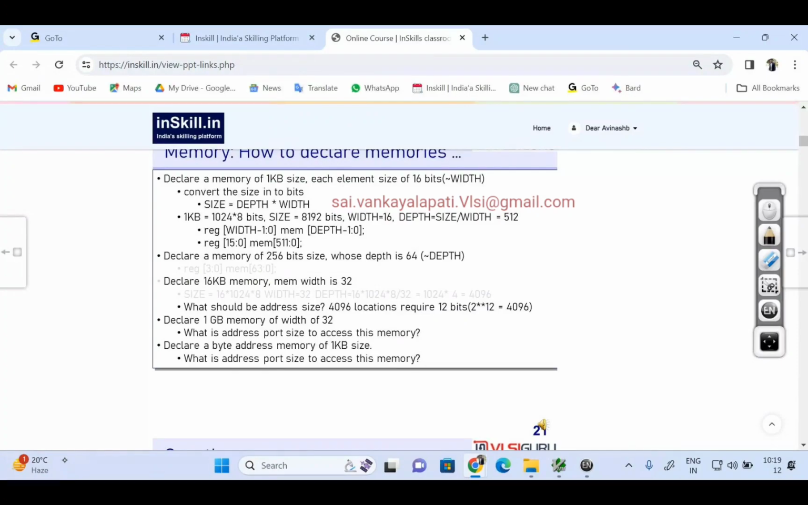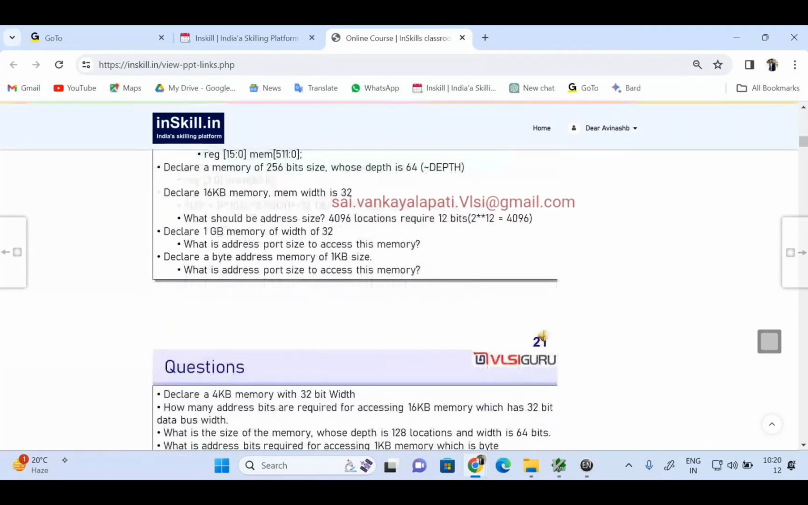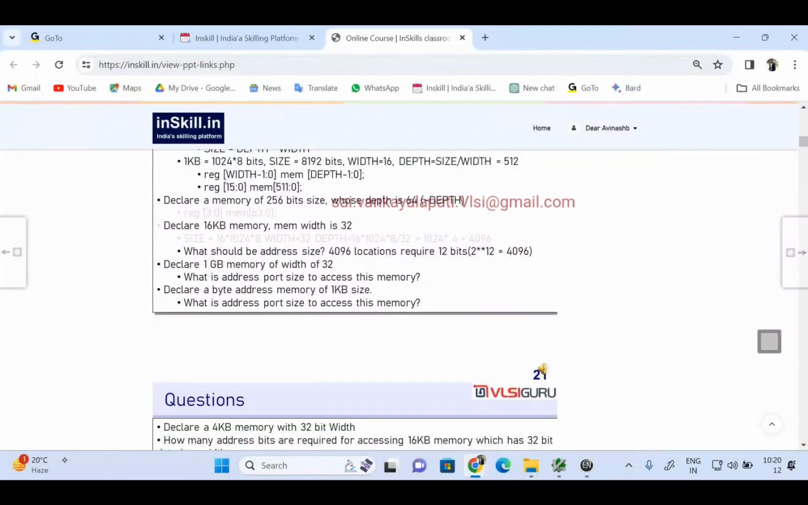1 GB is equal to how many KBs? 1 GB is equal to 1024 times 1024 times 1024. So you take up this example and find what should be the depth and what is the width of this declaration of the memory.